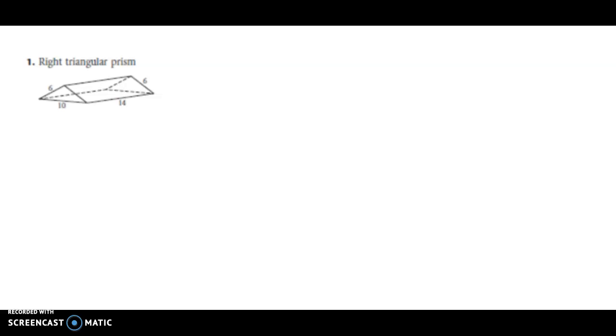So if you look at problem number 1, we have a right triangular prism. Remember, it's named by its base, so it's a right triangular prism. If you look at the base, you can see that it's a triangle. And so we need to find the base area, which is going to be represented by the capital B in the volume formula. So volume is going to be equal to the base area times the height of the actual prism. So the first thing we need to do is figure out what the base area is.